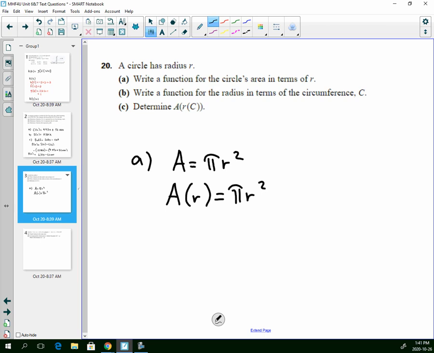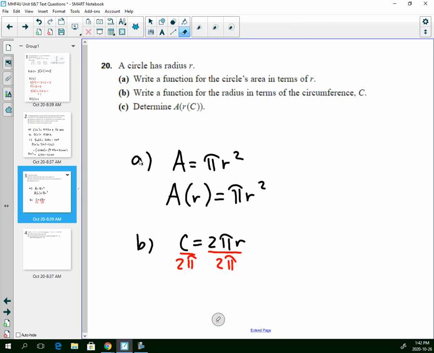Then it wants us to write a function for the radius in terms of the circumference. Well, I know that circumference is 2 pi r, but it wants us to write a function for the radius in terms of the circumference. That means it wants us to isolate for r, because it wants it in terms of the radius. So c over 2 pi is the radius in terms of circumference. So I have to isolate that formula for r.